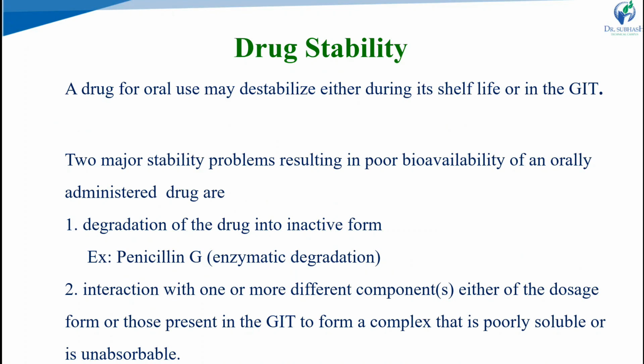Then there are interactions with one or more different components, either related to the dosage form or those present in the GI tract, forming a complex that is poorly soluble, or converting the drug into an unabsorbable form. That also affects the absorption profile. So these are the physicochemical factors that we have to see, and how they affect the absorption profile.